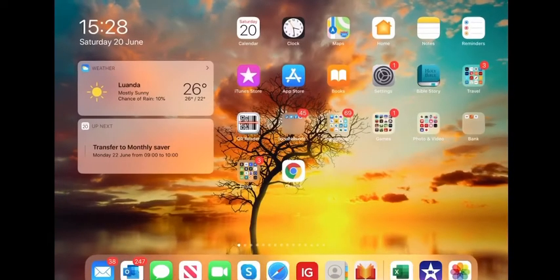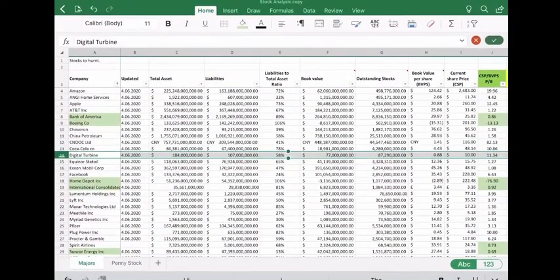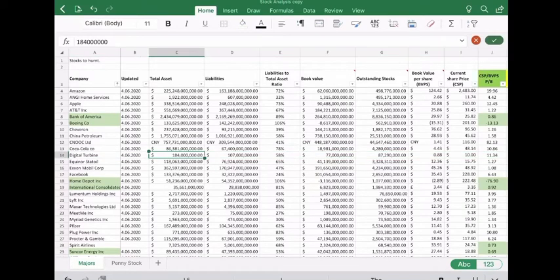To do this, I put it in an Excel sheet to make it easy. In the Excel sheet, I have the total asset value and the total liability value. Here I've done the liability to the total asset: liabilities divided by the total assets gives me the liability to asset ratio, just to know how much they have in terms of their assets to their debt. Then if I subtract the liabilities from the total assets, I get the book value.